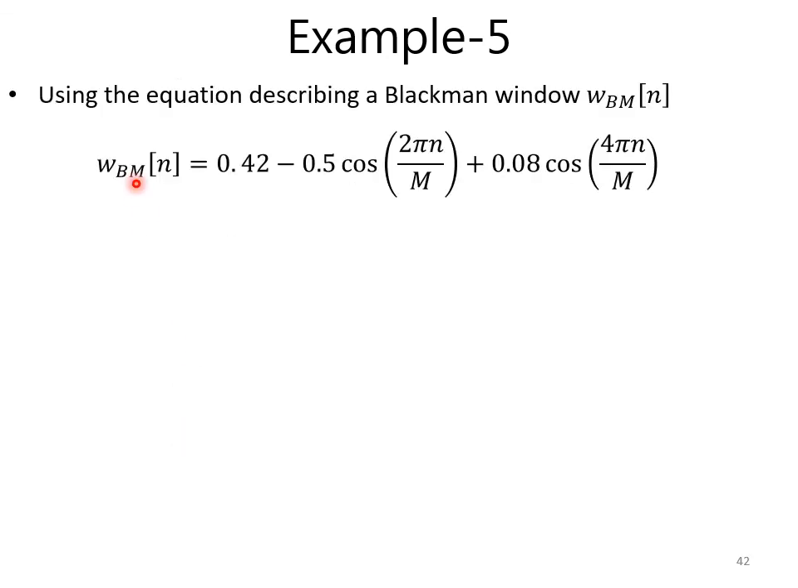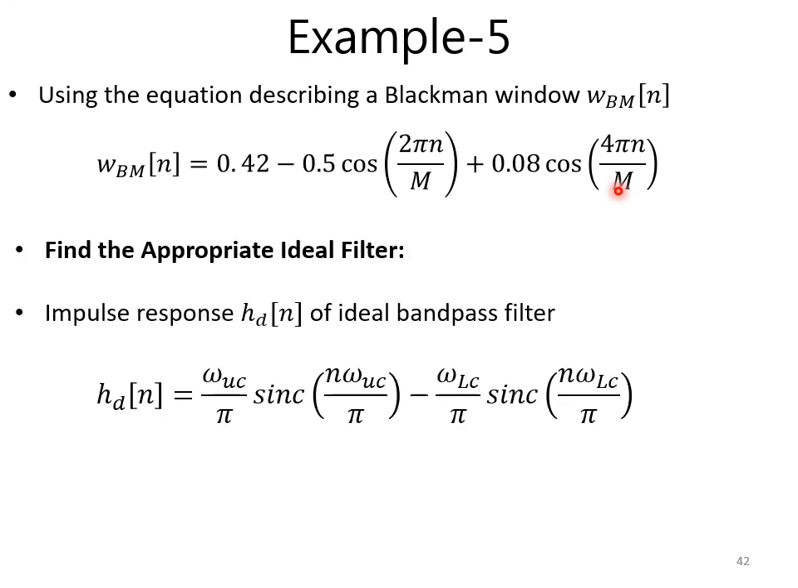Now the equation of the Blackman window is given here, and we have to write down the equation for the ideal band pass filter, which is the impulse response of the ideal band pass filter, given by this equation, right? It is the high pass filter minus the low pass filter. So we have omega uc, which is the upper cutoff frequency, upon pi times sinc of n omega uc divided by pi, minus omega lc, which is the lower cutoff frequency, upon pi times sinc of n omega lc divided by pi.